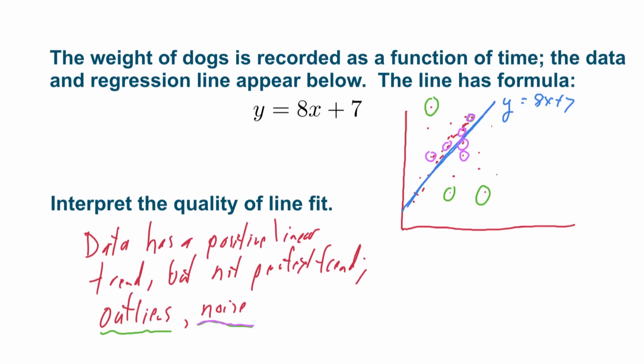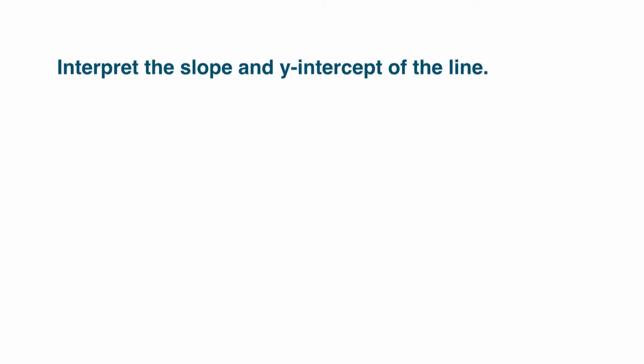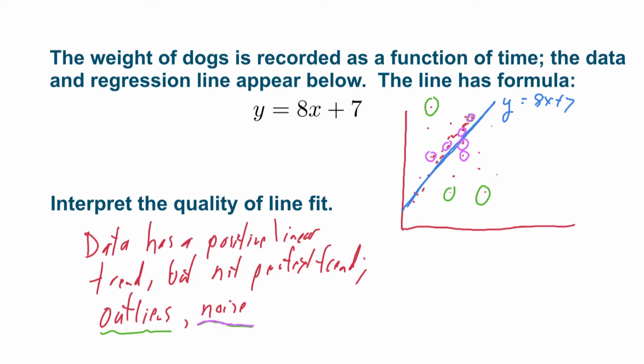So when you're asked to interpret the quality of a regression line, it can be helpful to make comments about things like outliers and noise. It indicates that you understand that although the general trend may be in correspondence with the information given by the line, there are perhaps errors in the measurements, or there is something that our regression line is not capturing, like outliers. Okay, and then we want to interpret the slope and y-intercept of the line. That is, we want to interpret the slope 8 and the y-intercept 7.